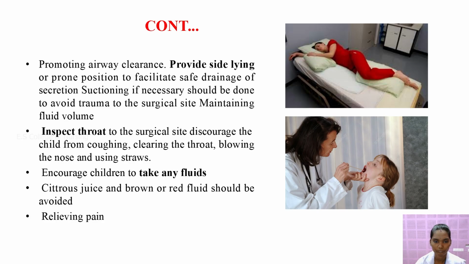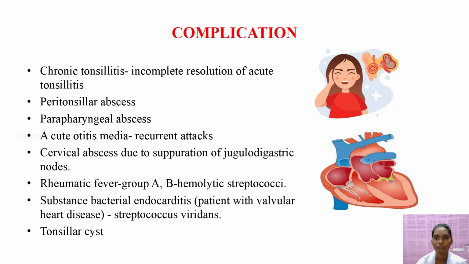Next are the complications of tonsillitis. Chronic tonsillitis, which is incomplete resolution of acute tonsillitis. Next is peritonsillar abscess and parapharyngeal abscess, acute otitis media and recurrent attacks. Next is cervical abscess due to suppuration of the jugulodigastric nodes, and rheumatic fever due to group A beta-hemolytic streptococcus. Next is subacute bacterial endocarditis in patients with valvular disease and streptococcus viridans, and tonsillar cyst.